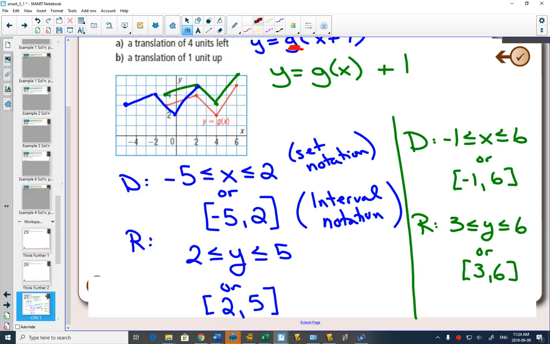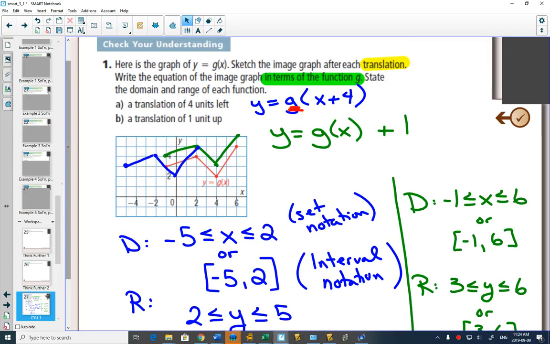Now, one of the things I'm also going to do when I work through a question is model some of the good practice that you should do when you're doing a question on a quiz or a test. So in this case, when you're done a question, the next thing you should do is read the question again, especially in this one, this question asked us to do three things. Here's the graph. It first asked us to sketch. Have we done that? Yes, we have. After sketching it, it's asked us to write the equation in terms of g. We've done that as well. And then finally, state the domain and range of each function.